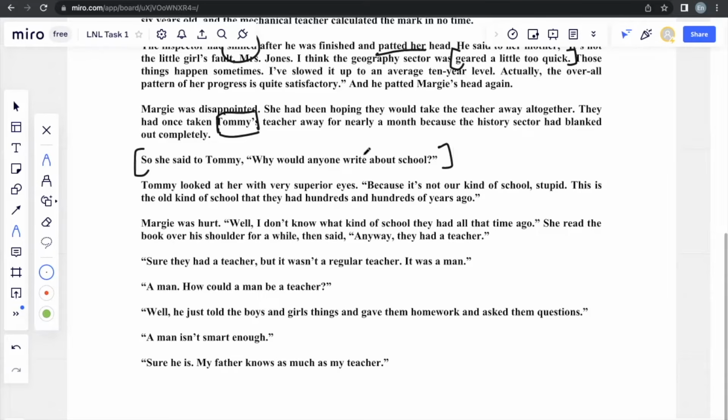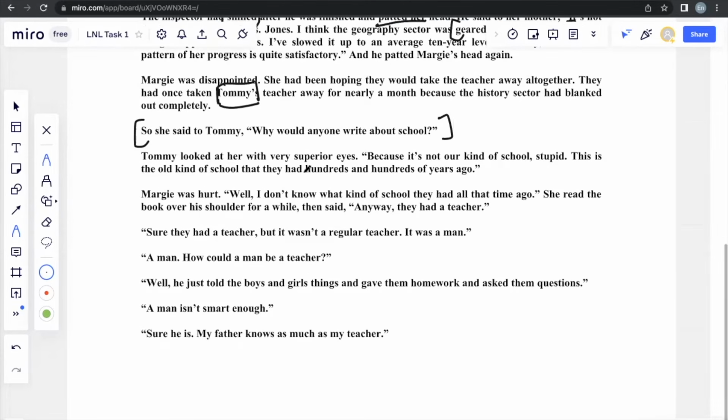And Margie, as you can tell, she hates school. She's going on a rant about how she hates school. She goes on about mechanical teachers, how she learns and all that. She gives an idea of what the educational system is like in the future in Margie and Tommy's reality.